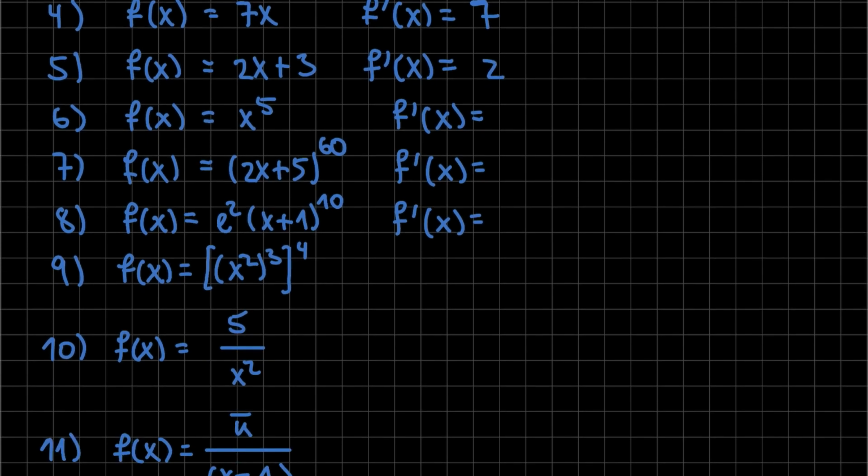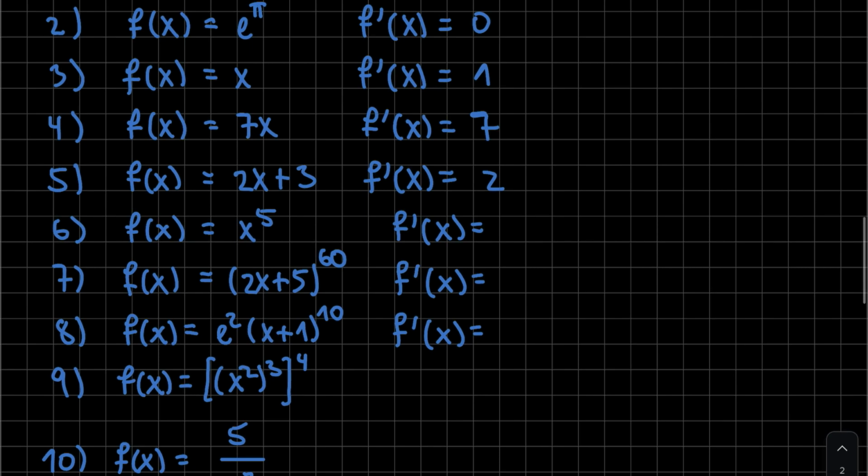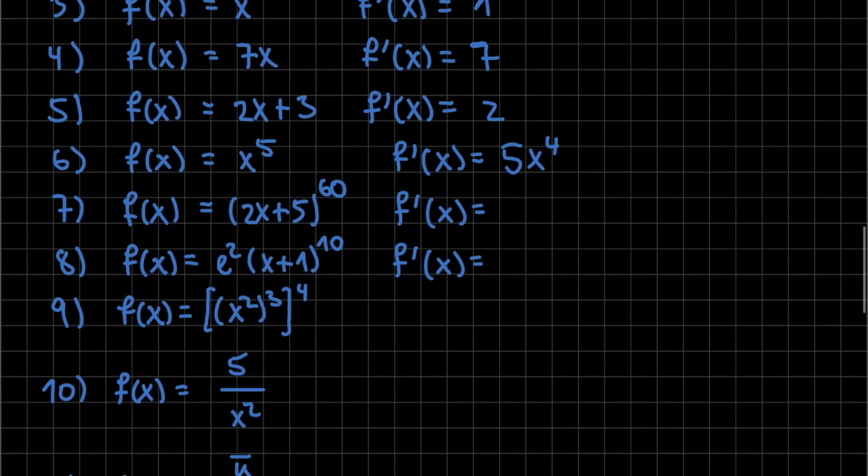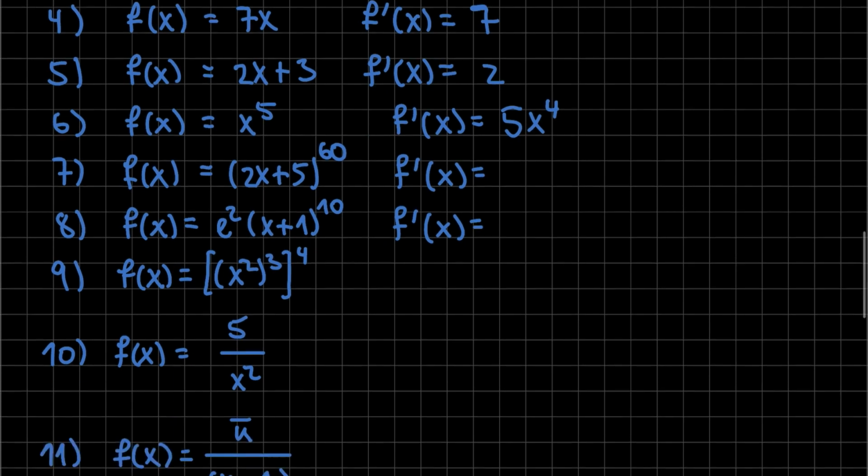Next we have f of x equals x to the power of 5. This is just a simple application of the power rule. So the exponent comes down as the coefficient, and then we still have the x, and the power will be 5 minus 1, which is 4. So 5x to the power of 4.